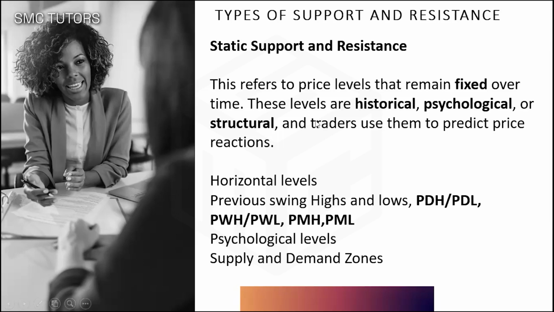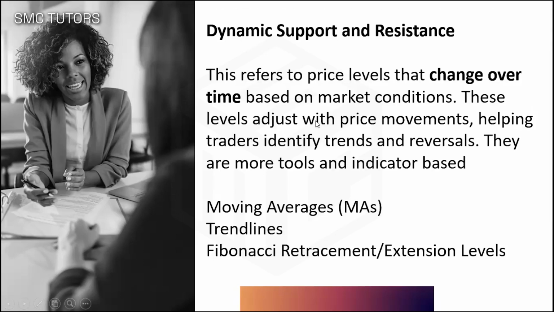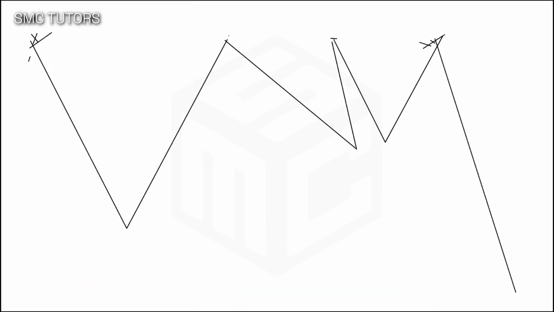The next is dynamic support and resistance. Dynamic support and resistance are levels that move with price, and the levels adjust based on market condition, and they are mostly tool based. Like the moving averages we use, trend lines and our Fibonacci retracement levels. Those are dynamic levels. As price is moving, we use these tools to plot on the chart to see possible movement where price can find support or resistance.